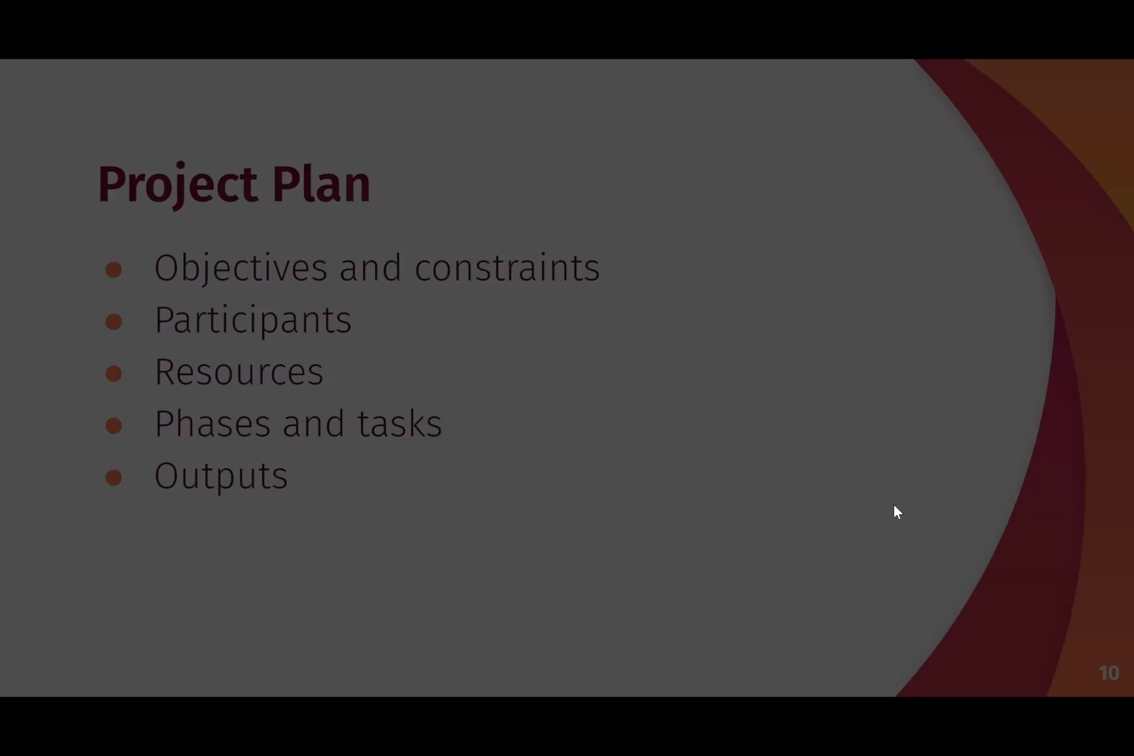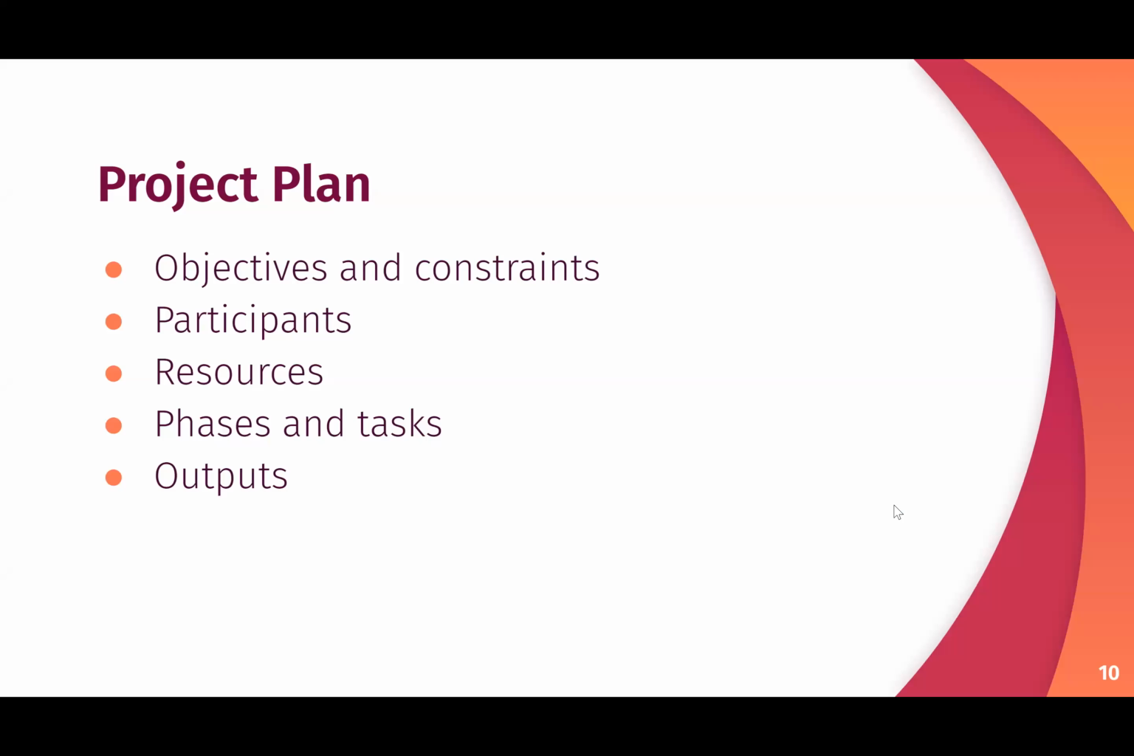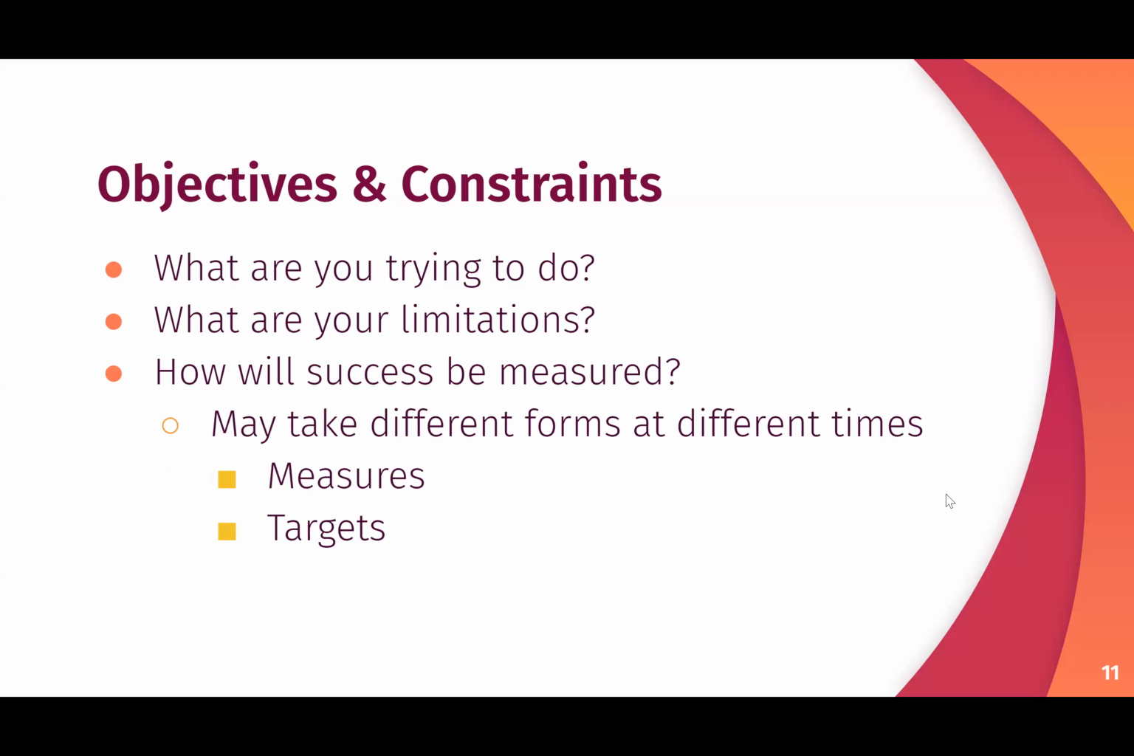So let's talk about planning a little bit. I really like starting project plans, and it covers a few things: our objectives and constraints, participants, resources, phases, and tasks. So let's go ahead and talk about some of those things now. When we talk about objectives and constraints, we're talking about what are we trying to do? What is the goal of this project? What do we want to accomplish with this project? And we also have to think about what are our limitations. There are things that we would love to do, but we just can't do it because we don't have the resources, or we don't have permissions, or it's just something that cannot be done.